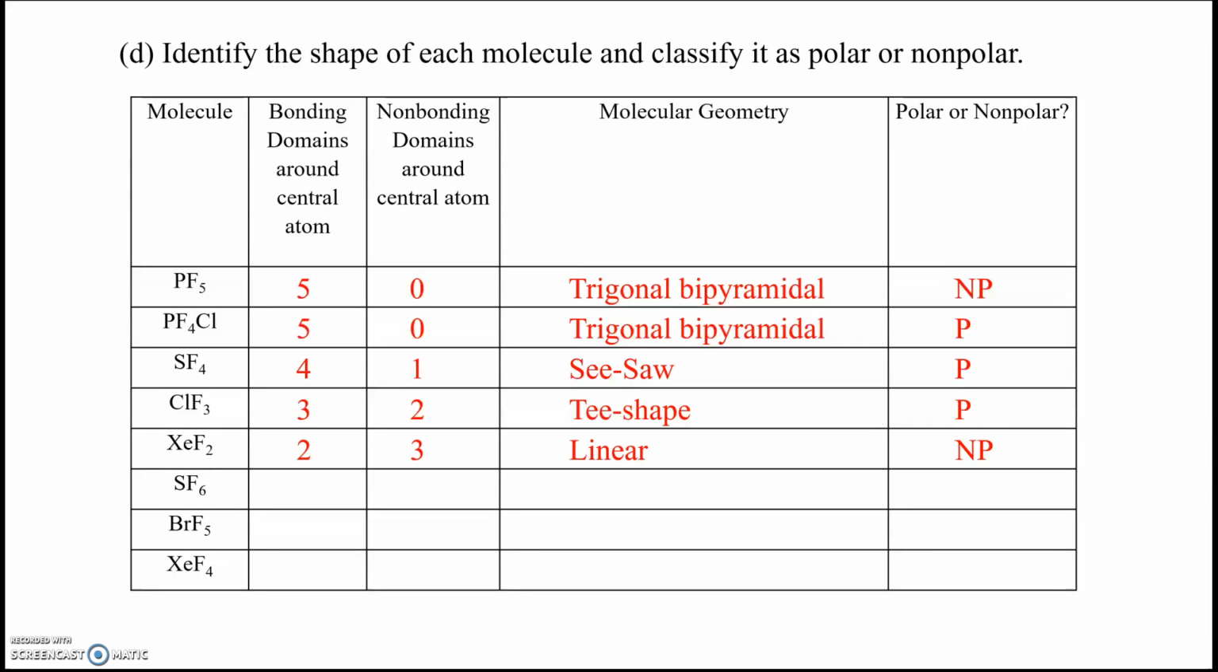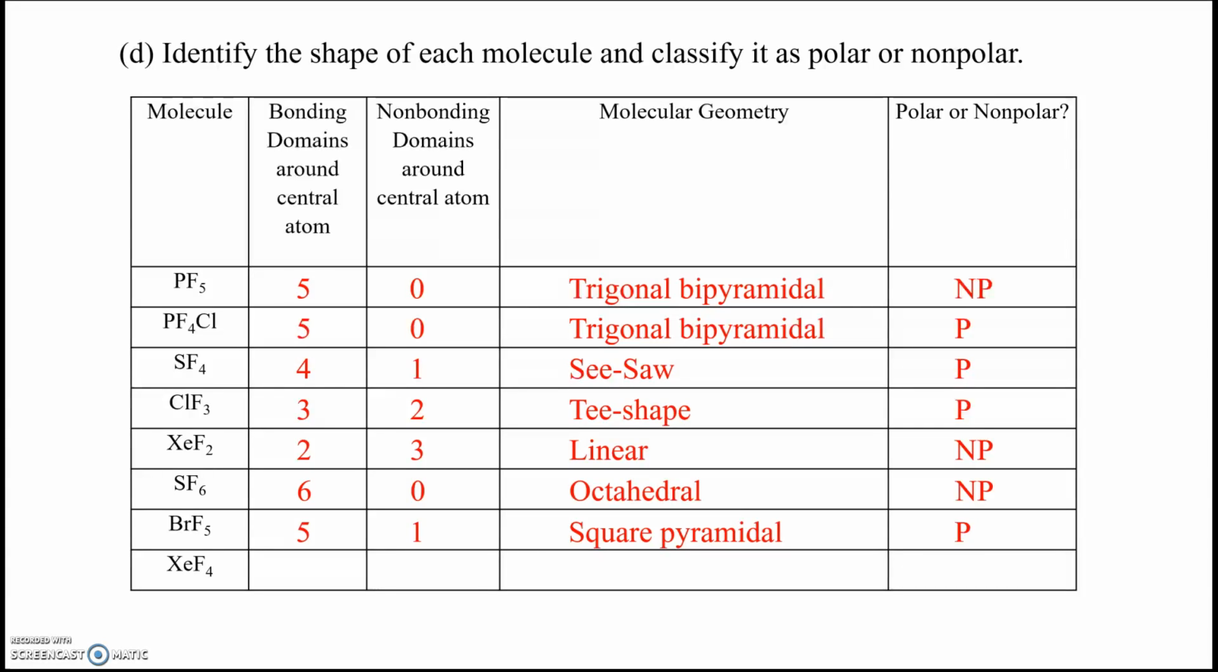Our next one is sulfur hexafluoride. We've seen this before, 6 bonding domains and no non-bonding domains. This is an octahedral shape, and because there is symmetry all the way around in both the axial and the equatorial directions, this is nonpolar. Bromine pentafluoride, I've got 5 bonding domains and 1 non-bonding. It becomes a square pyramidal and obviously quite asymmetric, so this is going to be a polar molecule.